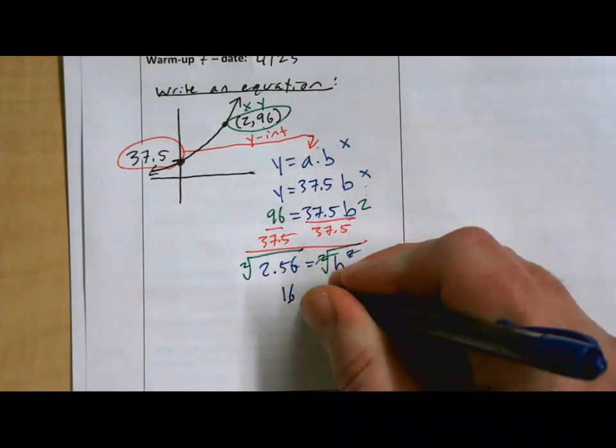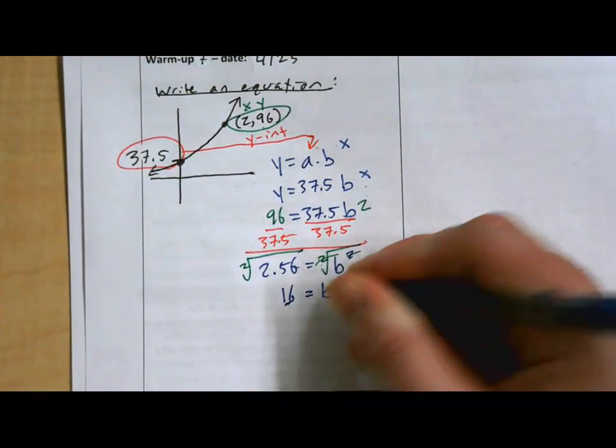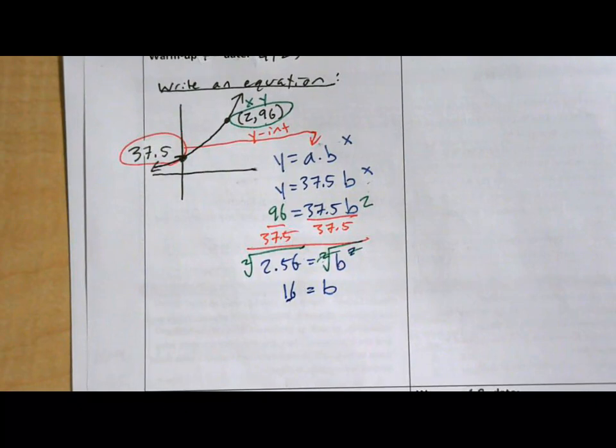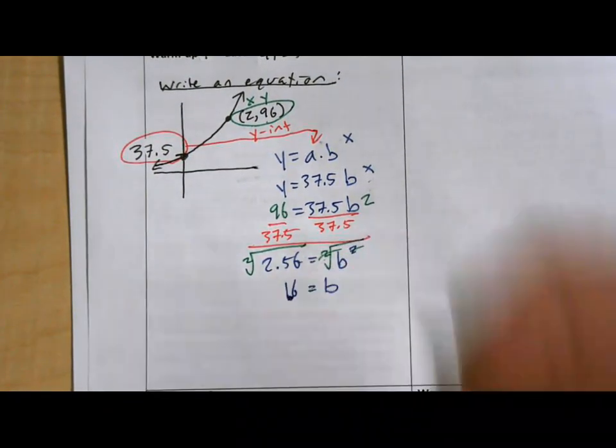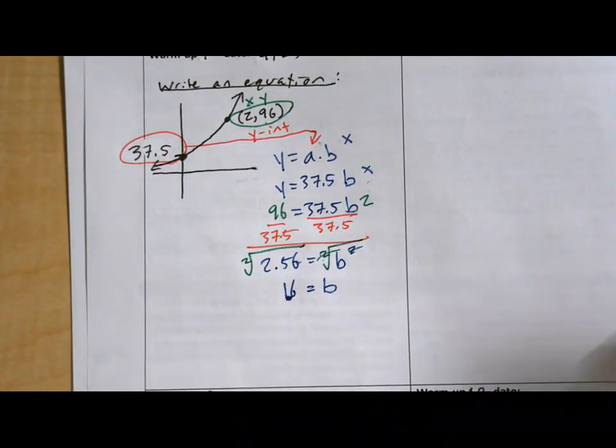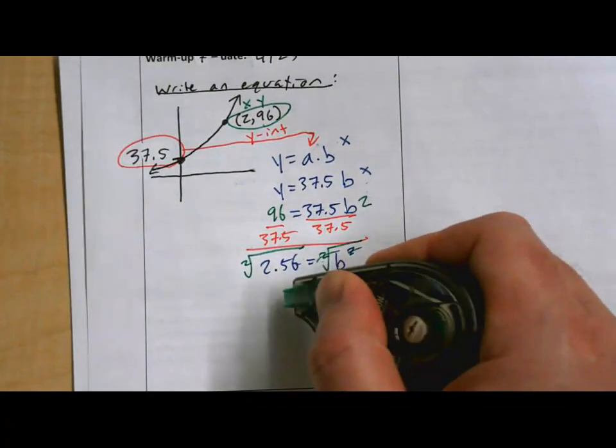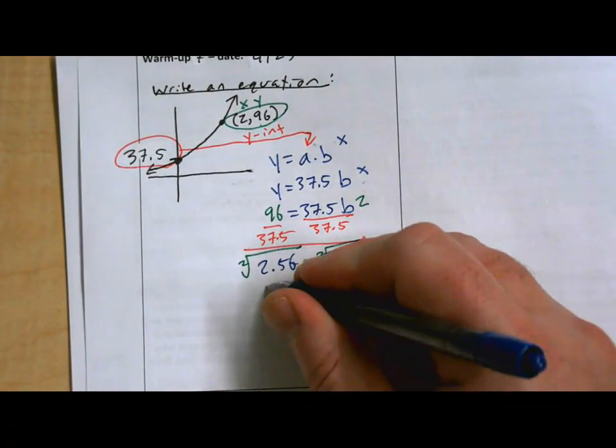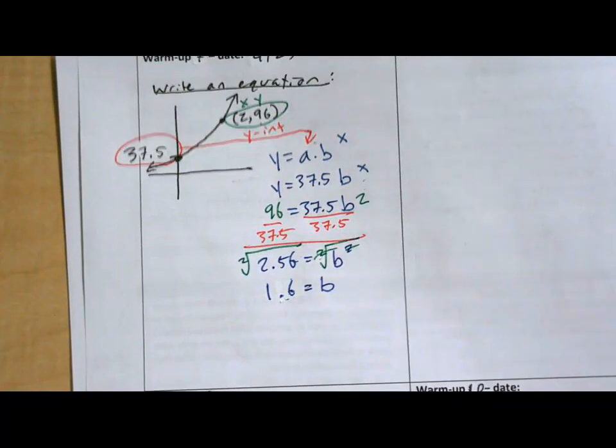1.6 here, and b is all that's left over here. So 1.6 is b. b is 1.6. Let's write that better. b is 1.6. So now we can finish our equation.